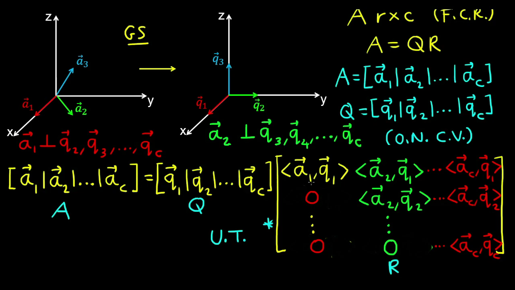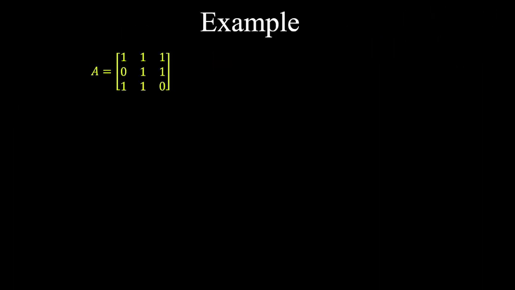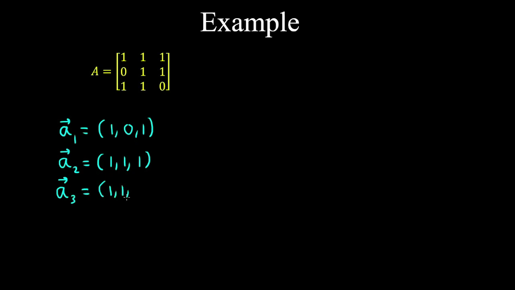And now we'll follow this with an example. Let's decompose the matrix A with linearly independent column vectors, being A1 with components 1, 0, 1, A2 with components 1, 1, 1, and A3 with components 1, 1, 0, into a product of Q and R matrices.